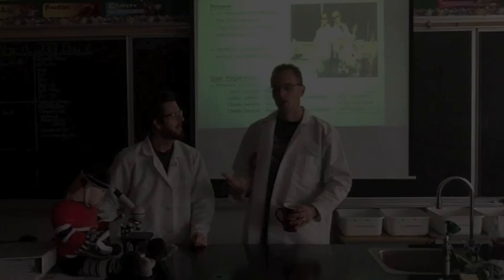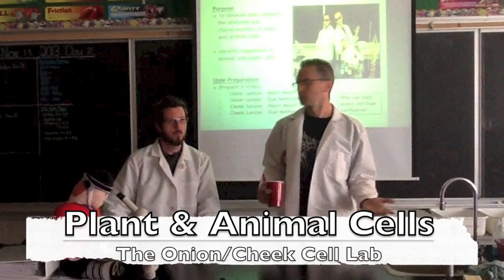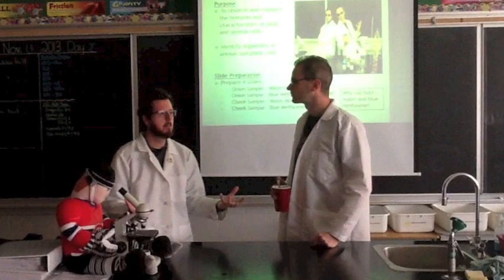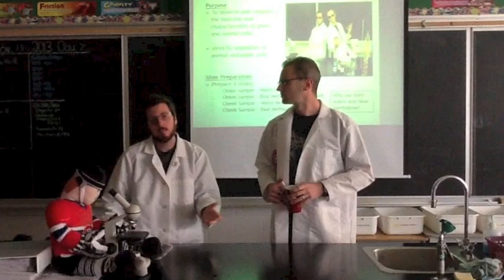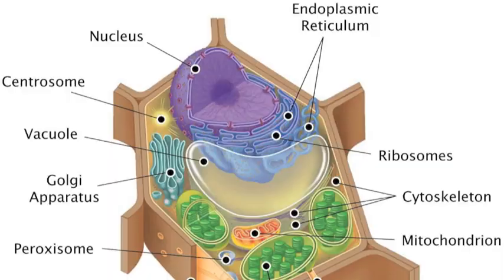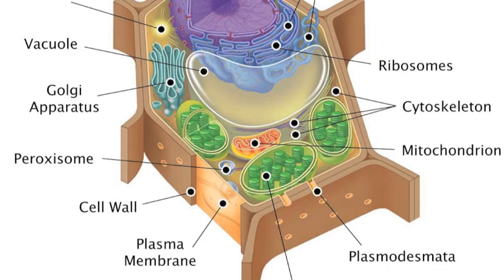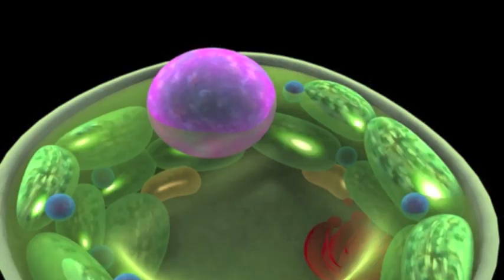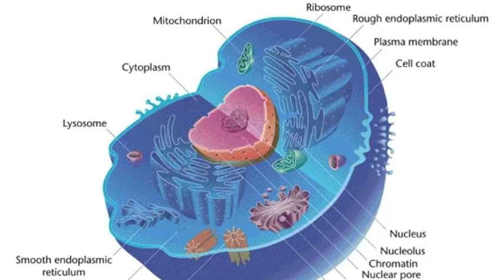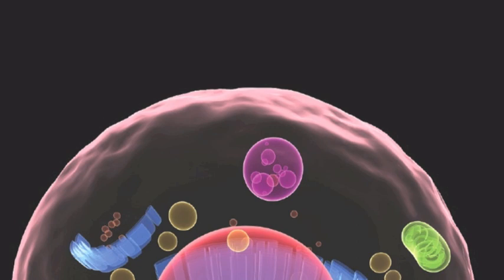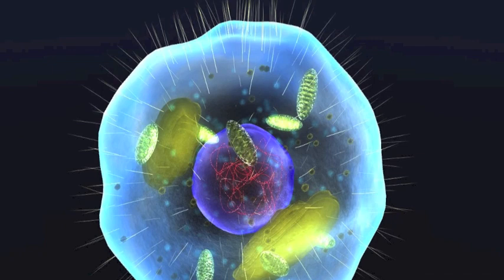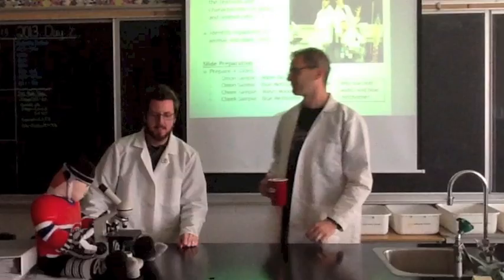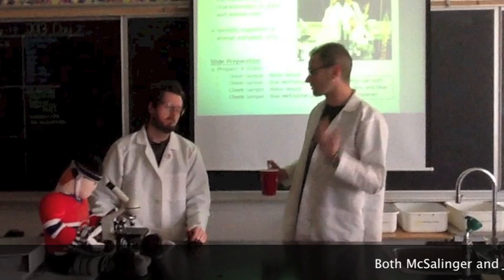Our topic for today: plant and animal cells. Two very different types of cells. It's amazing to recognize how they differ and how they're similar. For similarities, you've got the nucleus, mitochondria, vacuoles, the cell membrane, the cytoplasm. How about the endoplasmic reticulum? Those are some really prominent organelles that are similar in both animal and plant cells.